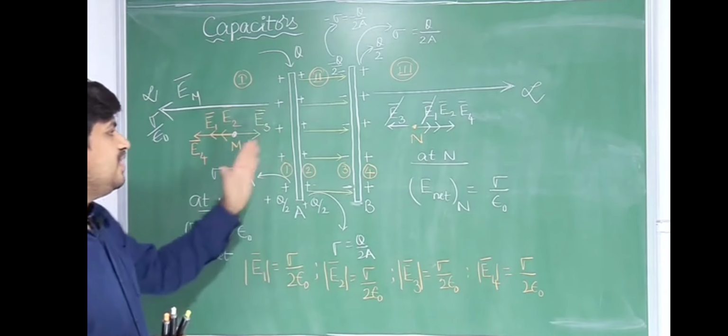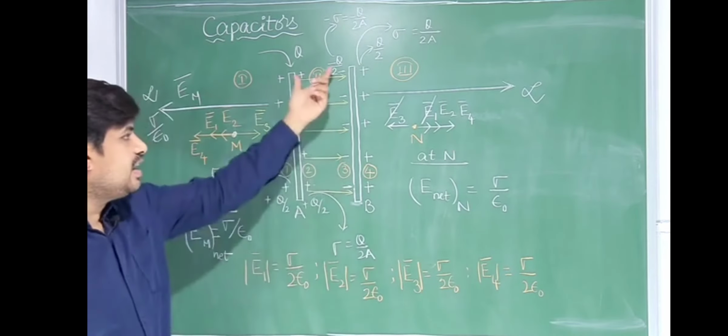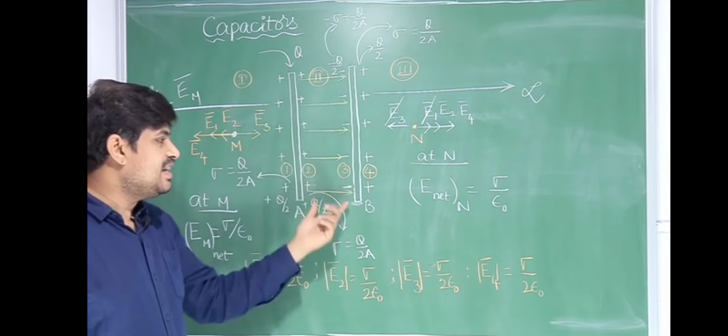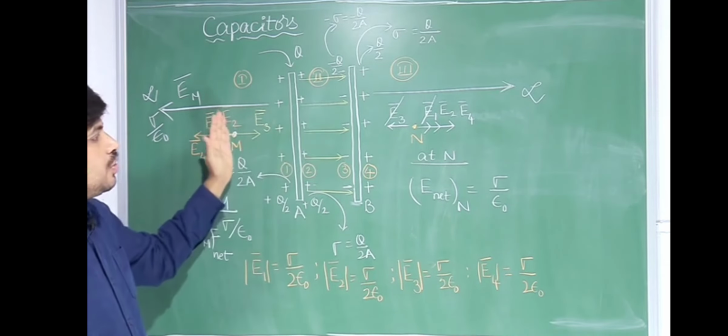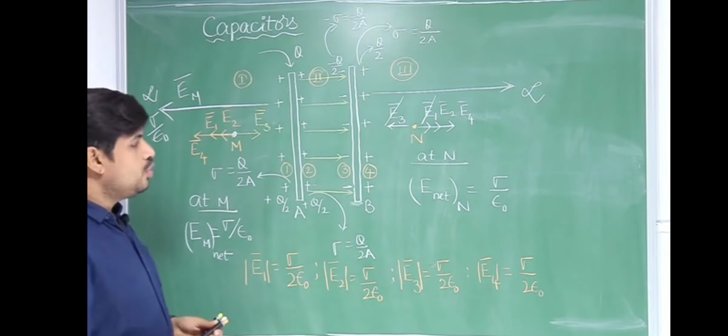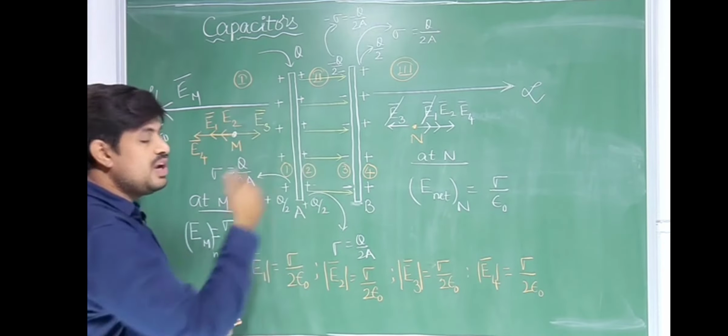Now tell me, my dear friends, in which region is the energy density very high? Energy density is very high in this region. So this region behaves like a capacitor, not region 1 or region 3. So in region 2, there will be a large amount of electric field energy density.